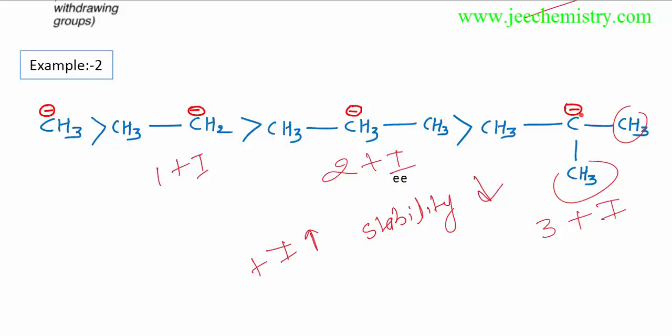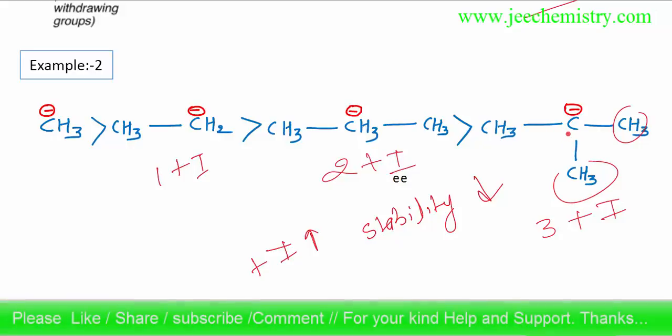To stabilize the minus charge, we require groups which will withdraw electrons, try to attract electrons, so that they disperse the minus charge. But here more and more electrons are being pushed. So in this way it will destabilize the minus charge. So it has no plus I effect, then one plus I effect, two, three. Stability increases in this order.